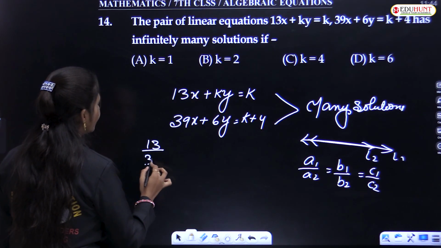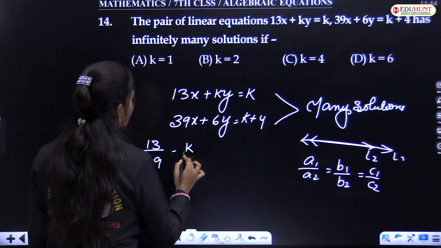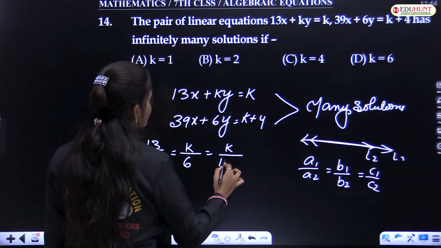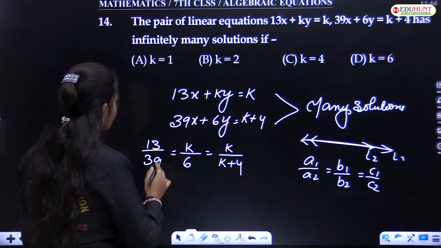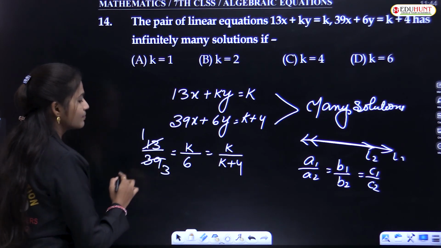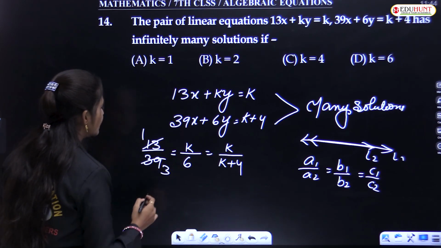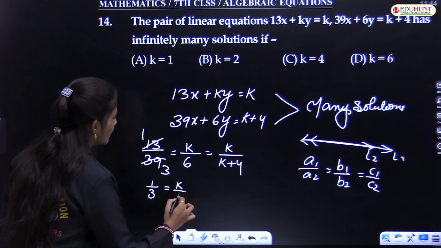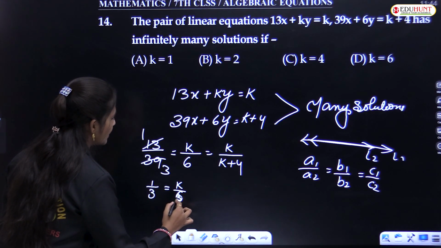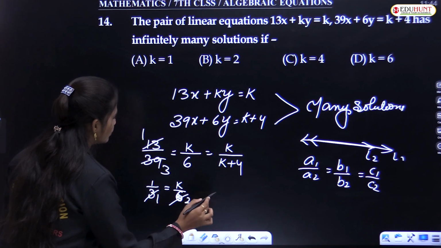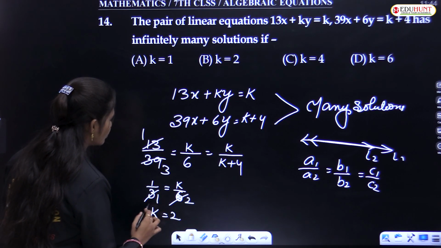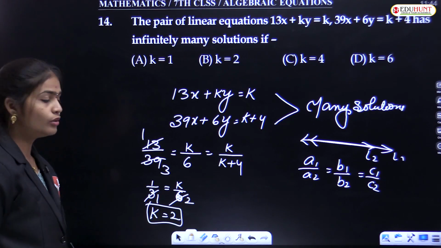13 by 39 is equal to k by 6, which is equal to k by k plus 4. Applying the condition, 13 1s are 13, 13 3s are 39. So first find the k value: 1 by 3 is equal to k by 6. K by 6, so 3 2s are 6, and here we can write k is equal to 2.